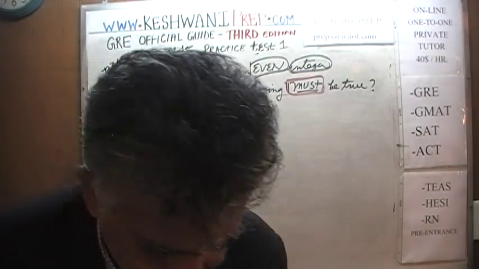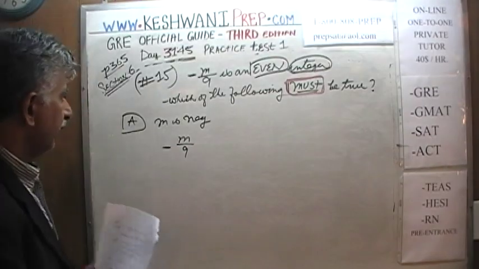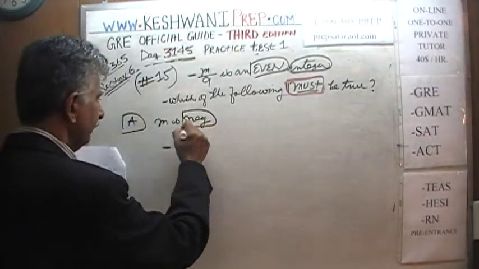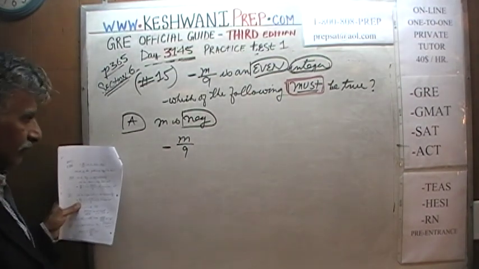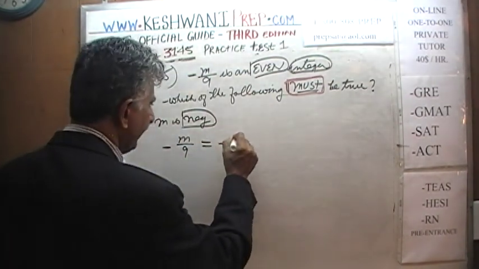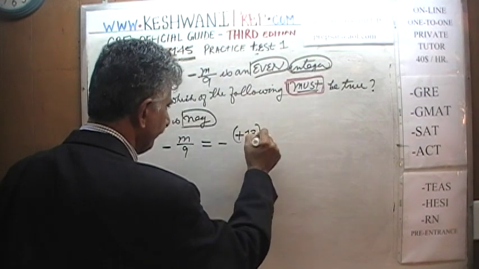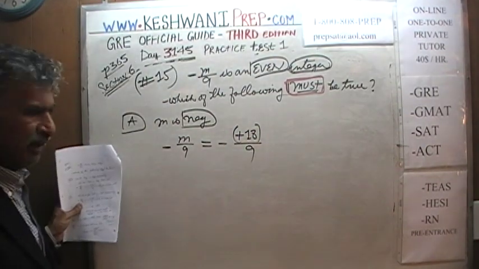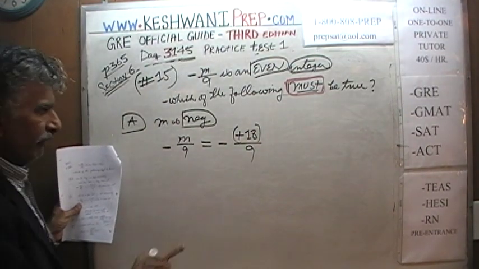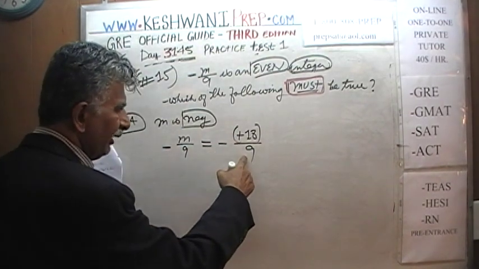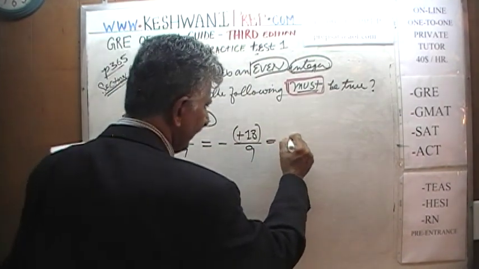What can we plug in for m? What can we plug in here? It says m is negative. Let's see what happens here. Can we make m positive 18? Well, if m happens to be positive 18, positive 18 divided by 9 gives us negative 2.